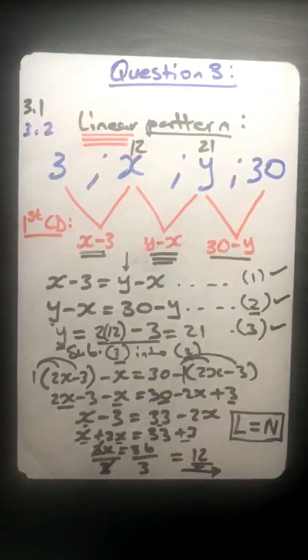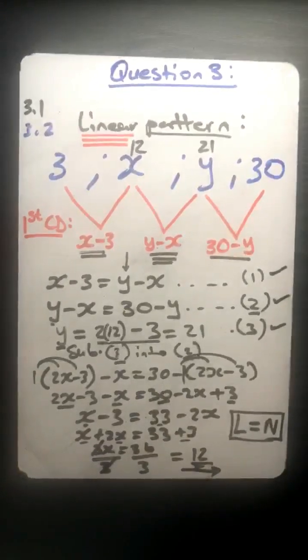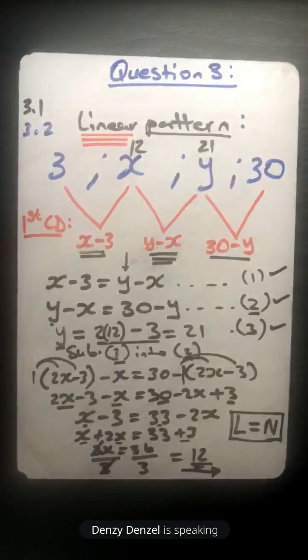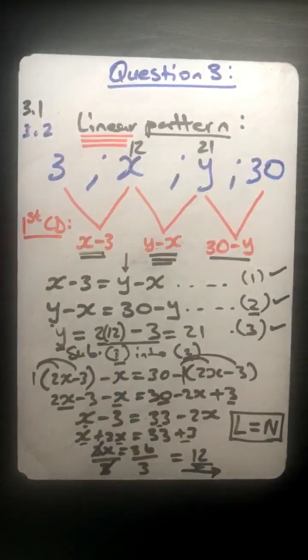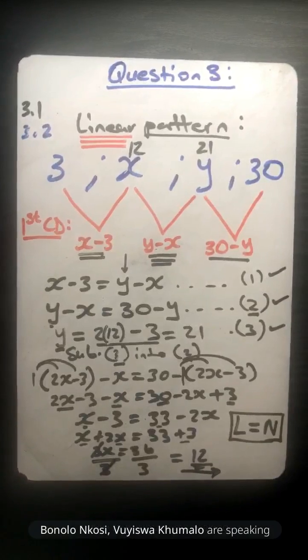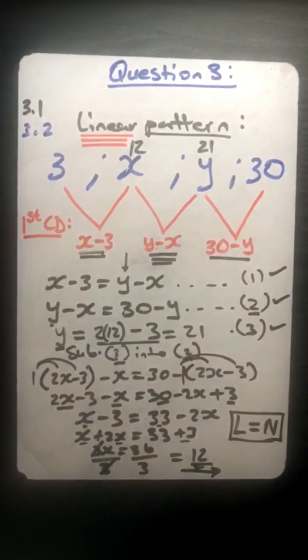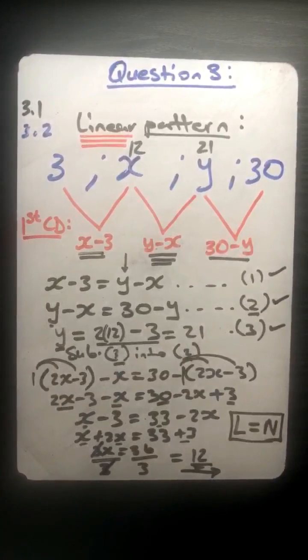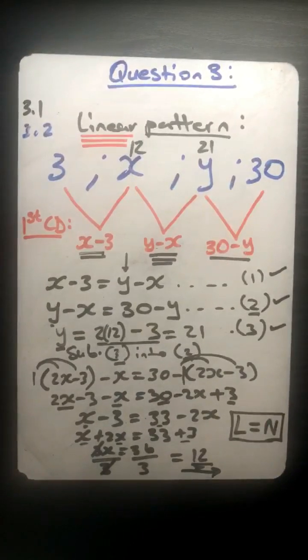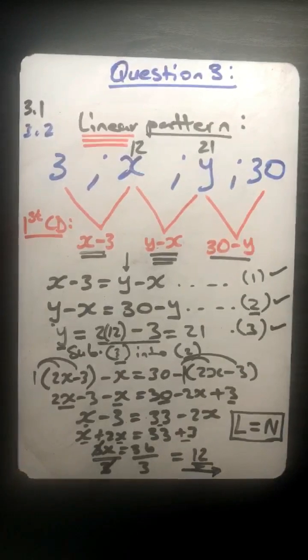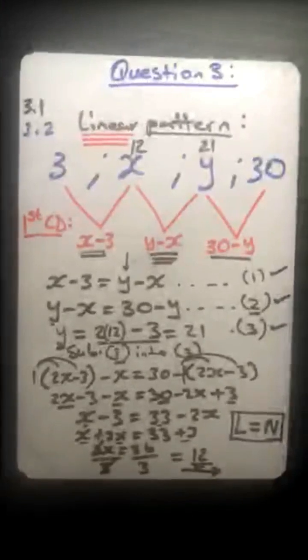Vuyiswa. Tabi. Bonolo. You say that. Yes, that makes sense. Mother of the Nation. Denzel. TG. Guys. Sibusiso. Tumzaza. Makes sense. Okay.